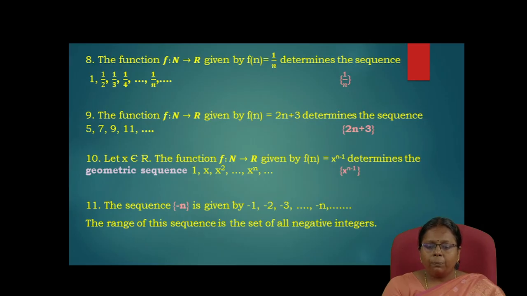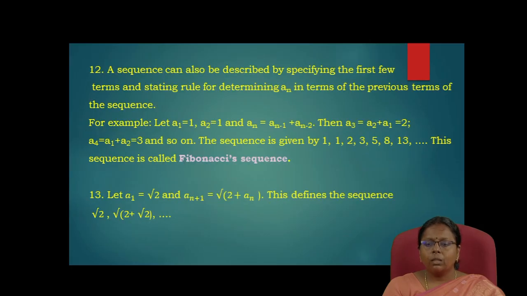In the 10th example, we are taking an element x from R and f of n is given by x power n minus 1. So, the first term will be 1, the second term will be x, next x square, etc. This sequence is called a geometric sequence. In the 11th example, the sequence minus n is given by minus 1, minus 2, minus 3, etc. The range of the sequence is the set of all negative integers. So, the 12th one is a specific one.